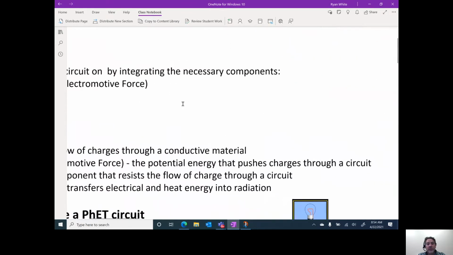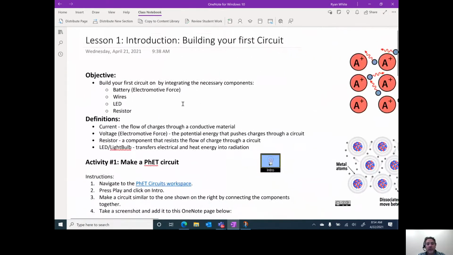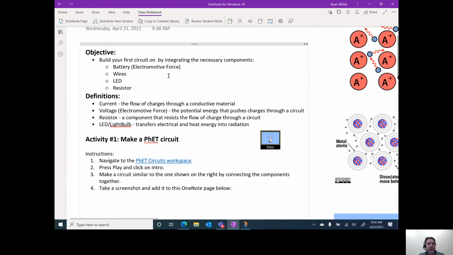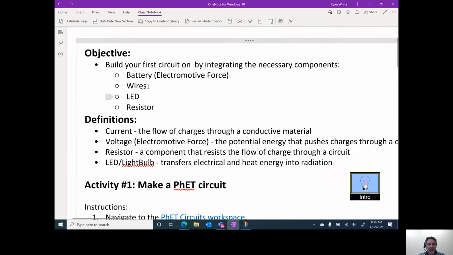What we're going to do today is you're going to build your own circuit. Before you build your circuit, you should know some terminology. The first one you're probably familiar with, which is the battery, and that provides what's called an electromotive force. It pushes the electrons, and the electrons are pulled towards the positive side. So that creates a capacity to make something happen.